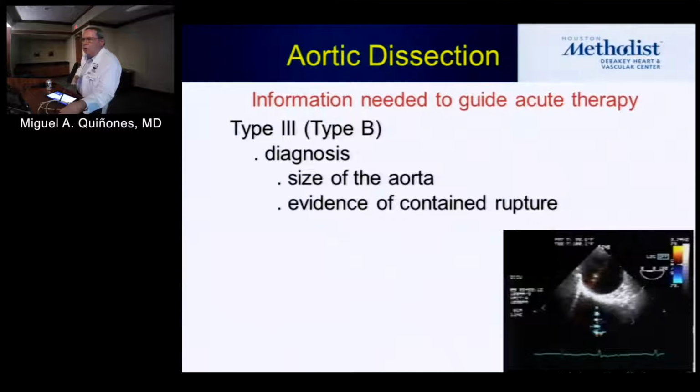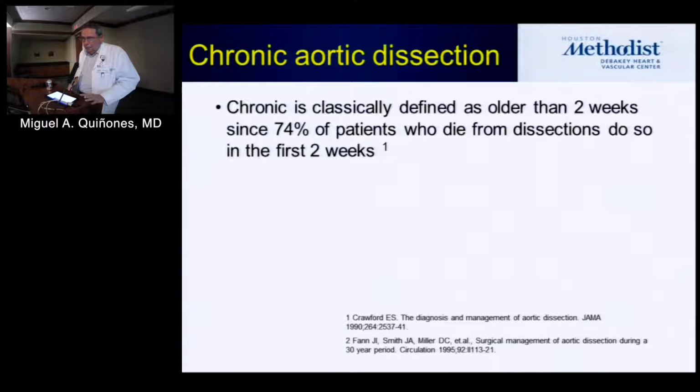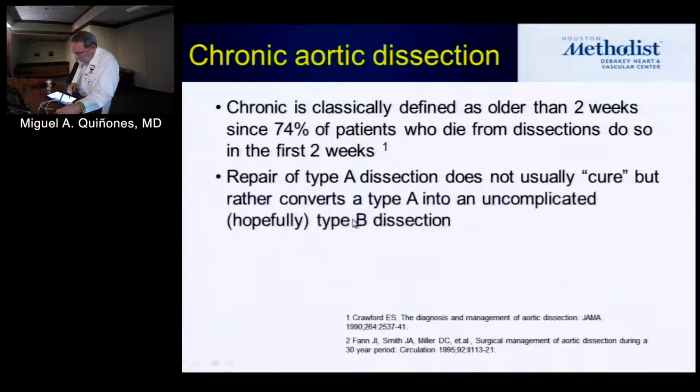Other than that, basically, you're going to treat them medically. So usually, the chronic dissections are considered after 2 weeks because that's the time where most of the bad things have happened acutely. And when you repair a type A, you convert it into a type B. So it's the same thing.